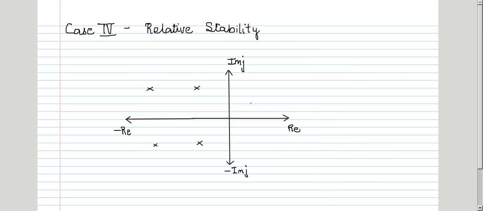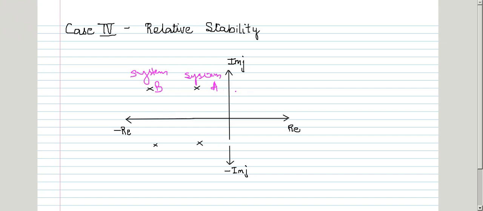Case 4 is the concept of relative stability. Relative stability is the quantitative measure of how fast the transients decay in the system and settle down, and it is used in relation to comparative analysis of the stability. So let us consider two systems. Let this be system A, in which the poles are located near the imaginary axis, and this be system B, in which the poles are located far from the imaginary axis.